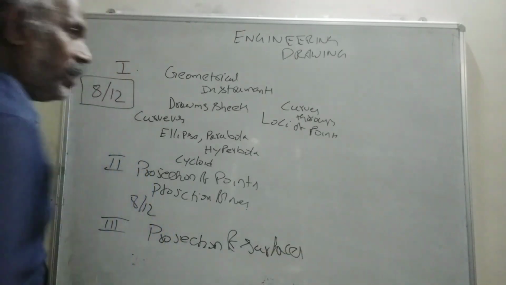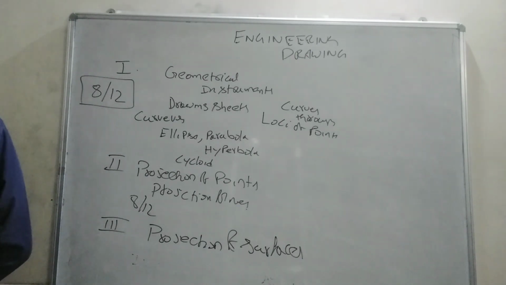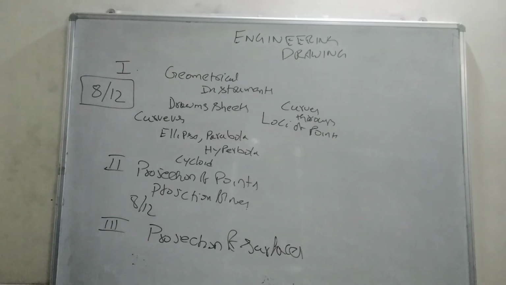And this projection of surfaces, so there are different types of planes. Rectangular plane, then we have pentagonal plane, hexagonal plane, heptagonal plane, octagonal plane, and there are different types of planes.